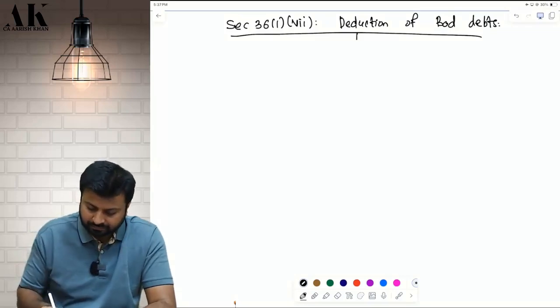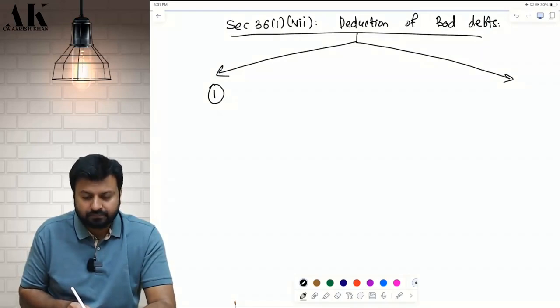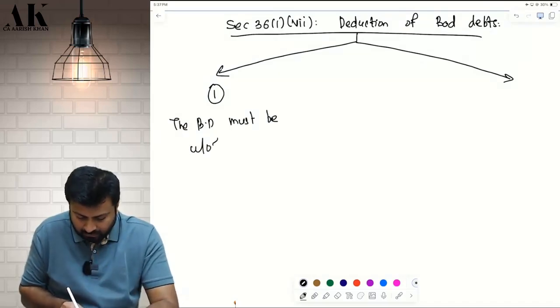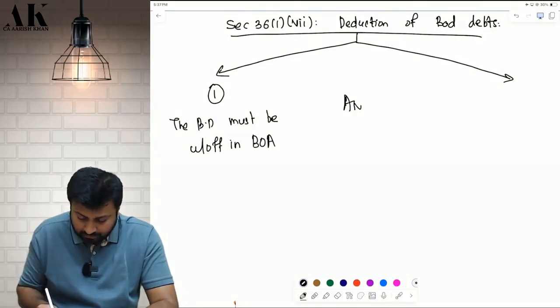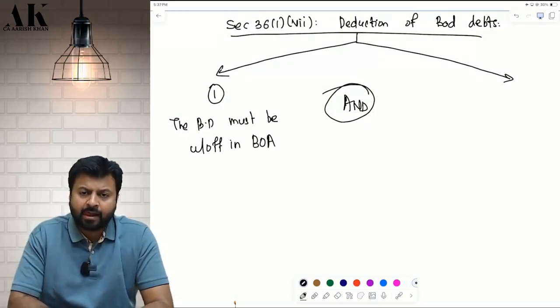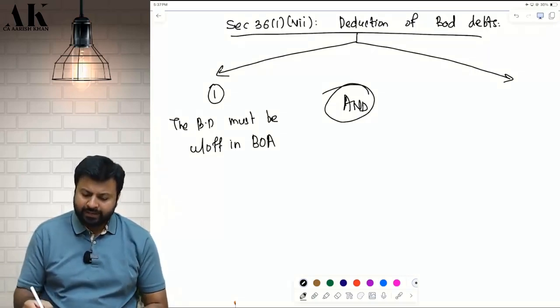First, condition number 1. The bad debts must be written off in the books of accounts. And you have to write off the debt in the books of accounts, so that the bad debt should be shown on the debit side of the P&L account, that it is written off in the books. Is it clear?